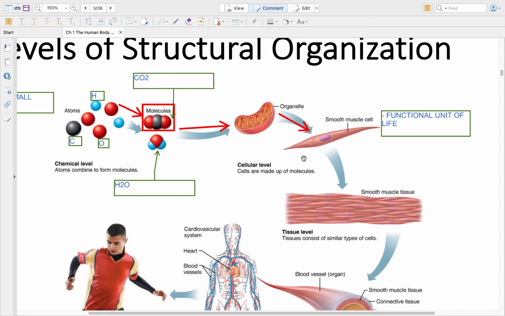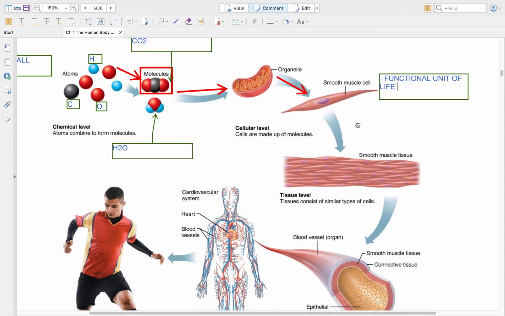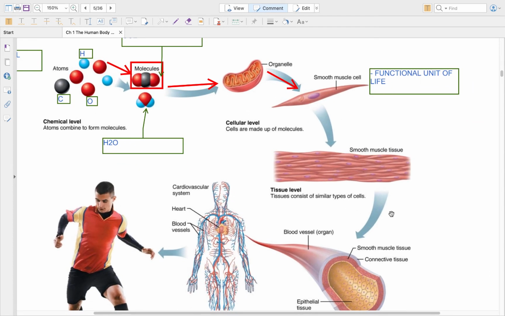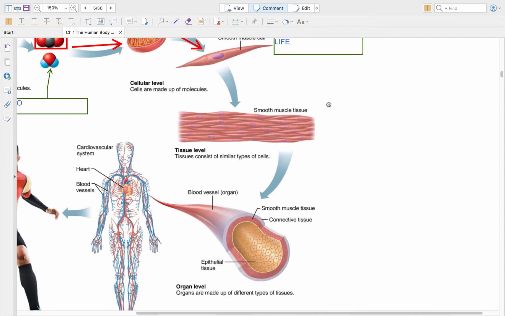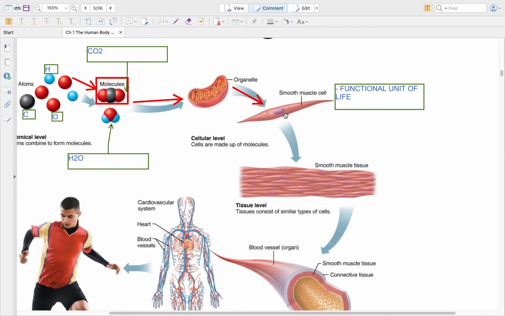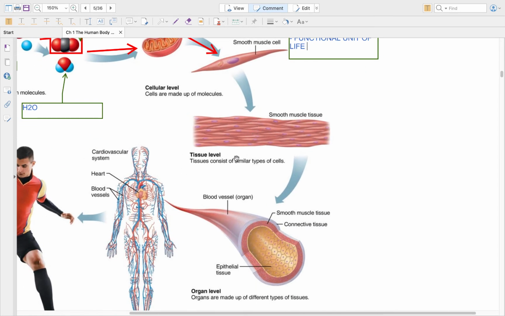Cells that have the same function come together and make tissue. In this example, we have a smooth muscle cell. We have smooth muscle cells all over the place in our body, right? In this particular example, see how that smooth muscle cell is tapered? We have a group of them that make up the smooth muscle tissue. Tissue in general is simply cells that have the same function.